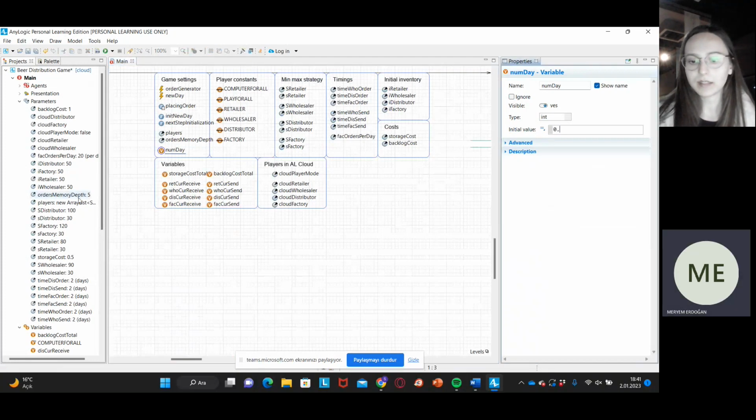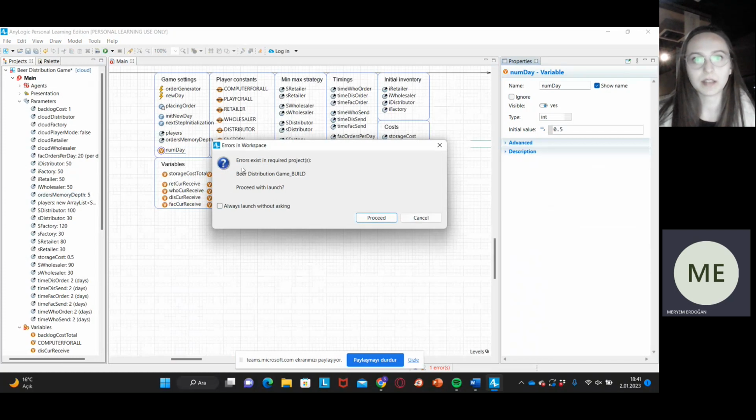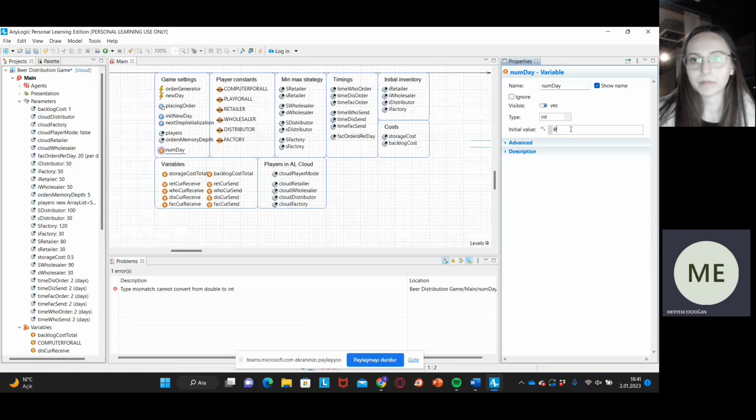Let's look at the example 1.7. I made it, and when it's run, as you can see, it is an error. That's why it cannot be a double or another type. It must be just an integer. As is known, the beer distribution game is 100 days. When the initial values change, the game is run. The first day is assumed to be the value of the day entered, and the model proceeds accordingly.